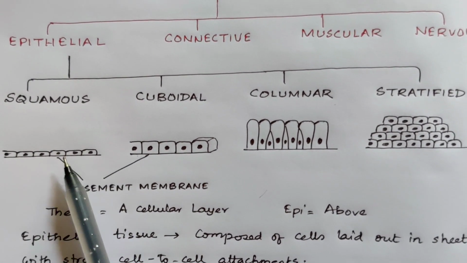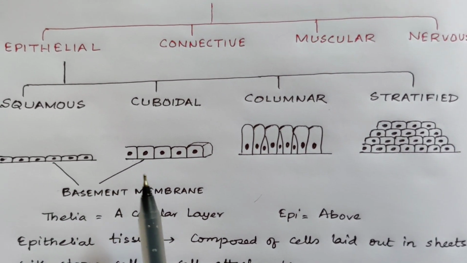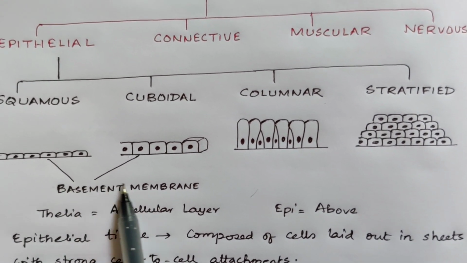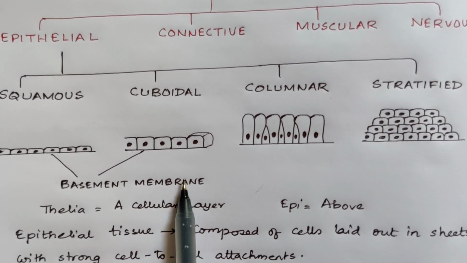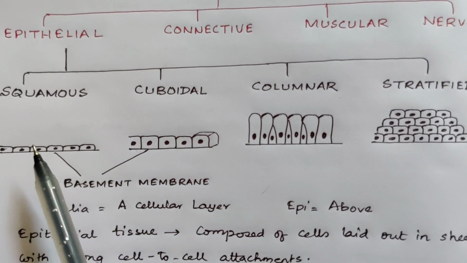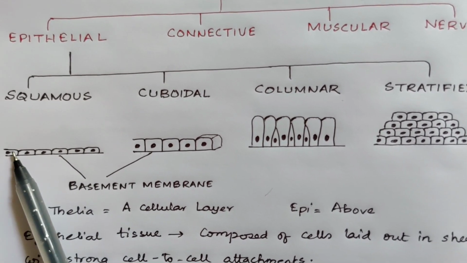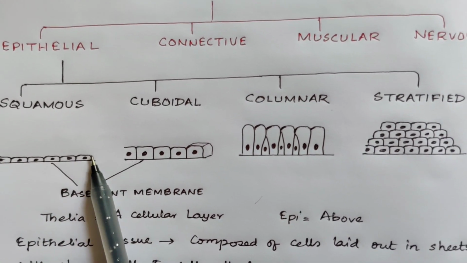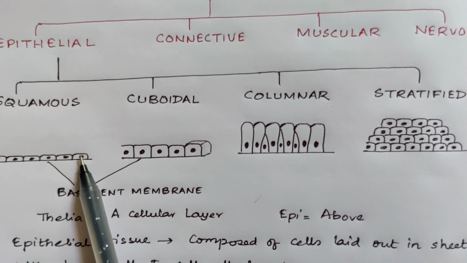This is the squamous epithelium. Basically, all epithelial tissues have one thing in common: they have a basement membrane, which is the non-cellular part. Remember, the basement membrane is a non-cellular part. Now these cells are arranged in a squamous epithelium in such a way that they appear like the pavement of the street. So they are also known as pavement epithelium or tessellated epithelium.